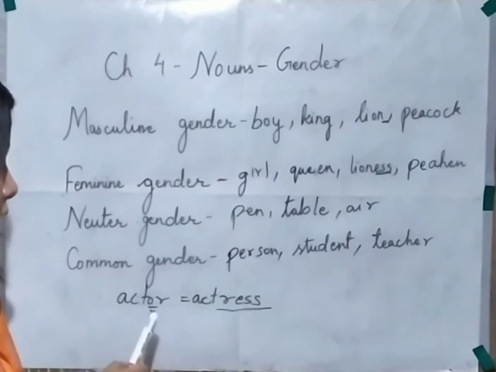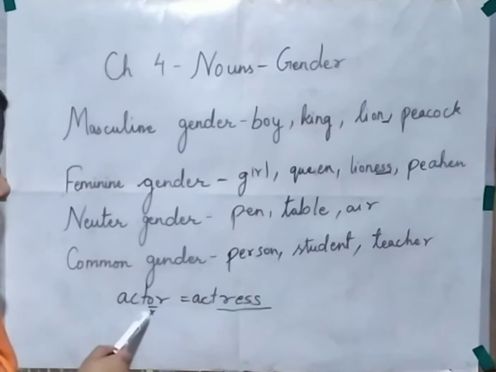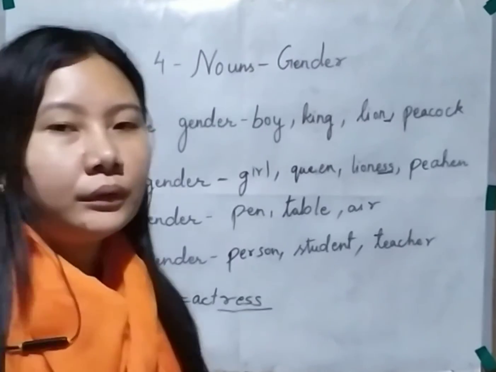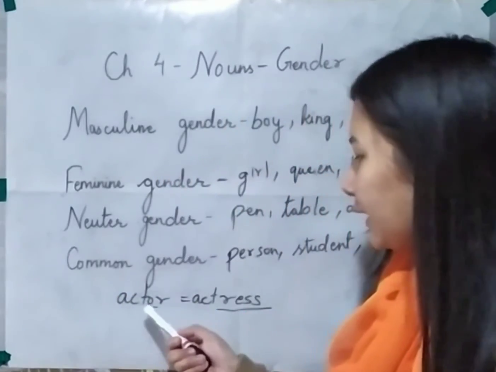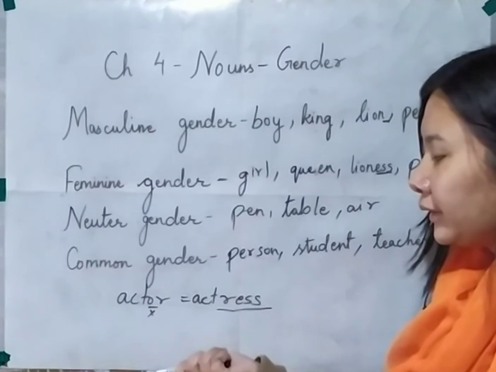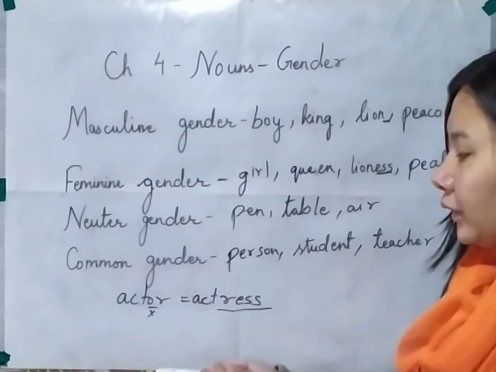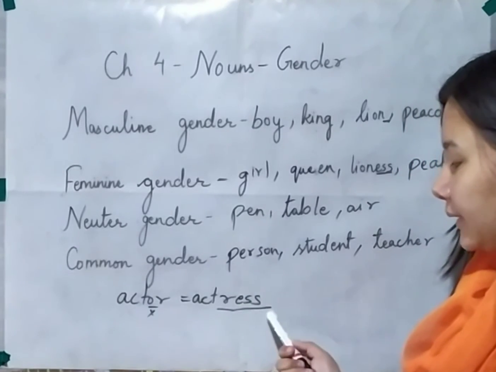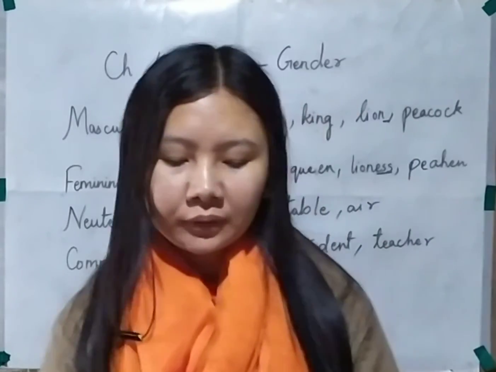In some words we bring some changes, like over here we remove the letter O. So in some cases we make some changes to the masculine gender to form the feminine gender before adding ESS. Here you can see the change that we have made: we have removed the letter O before adding ESS at the end. So this is what the book is telling you.